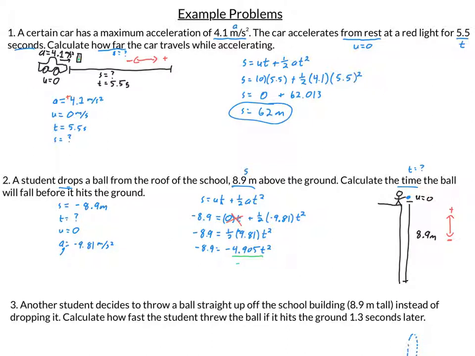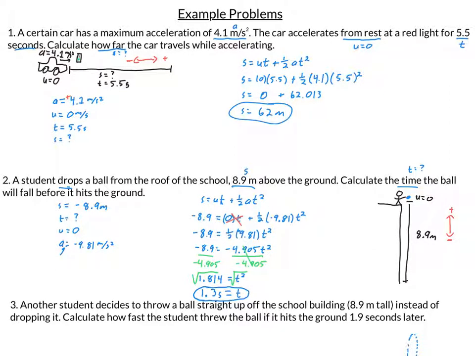Now I have to do my first step of algebra. Divide the negative 4.905 over to the other side. That leaves me 1.814 equals t squared. My last step, how do you undo a square? With a square root. So I'm going to square root both sides so that the square root and the square on the t end up canceling out, giving me a final time here of 1.3 seconds. Positive there because time is always positive.